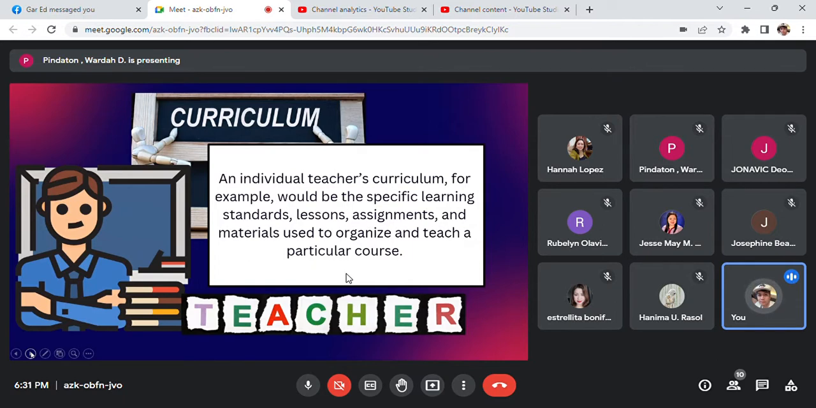The precise learning standards, lessons, assignments, and resources used to plan and teach a particular course, for instance, would constitute the teacher's curriculum. Although it is common for teachers to adapt lessons and syllabi created by other teachers, use curriculum templates and guides to structure their lessons and courses, or buy prepackaged curricula from people and businesses, teachers often create their own curricula, often refining and improving them over years. Next slide po, ma'am.